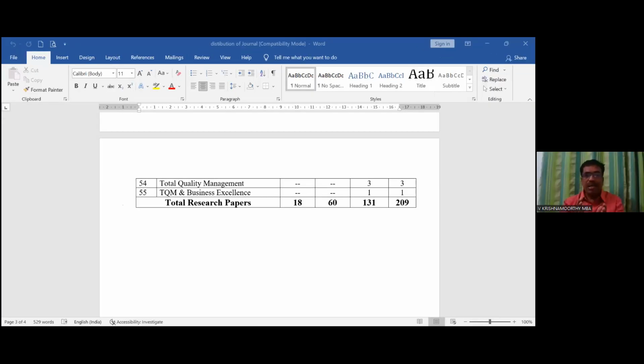It should be like a funnel shape. First, you should write a broader topic. Next, you should write a subtopic. Then you can also write studies like yours.